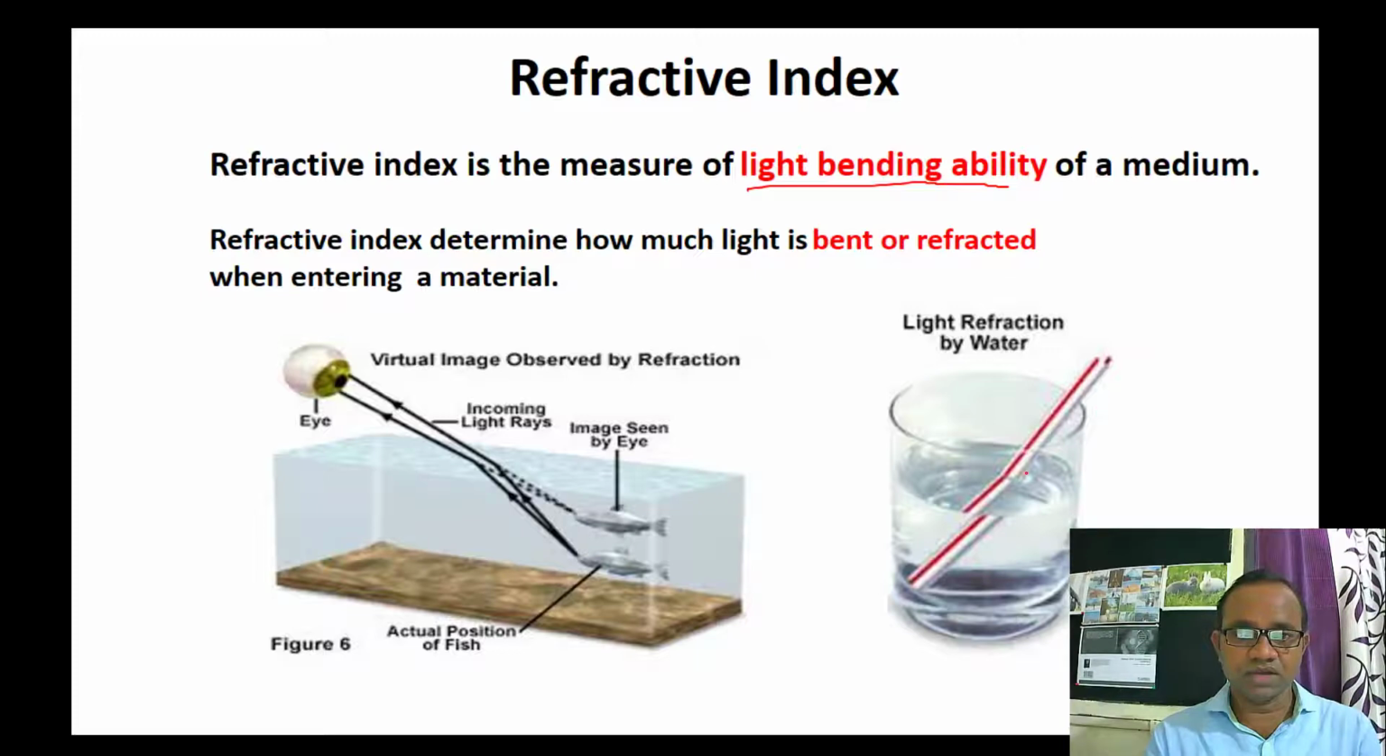That means the light bending ability of the medium is changed, right? Similarly, in a fish tank, when we observe the fish, we get a change in the apparent position because of the angle of watching being bent. That means our eye actually refracts the light in a bent direction. So how much light is bent or refracted when it enters a particular material.